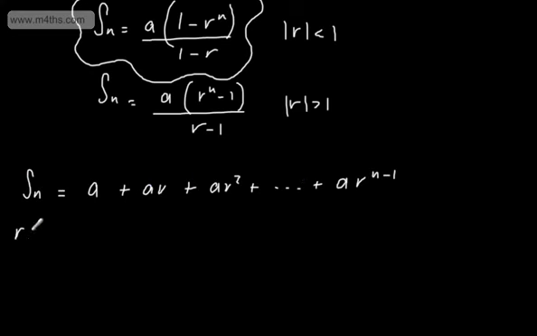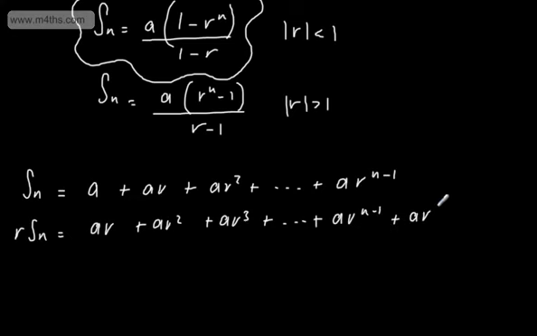What I'm going to do is rewrite the series here, the summation of our series, but multiply through by r to give myself r s of n. That will give me ar plus ar squared plus ar cubed, and then we'll have plus dot dot dot. Then we will have ar to the power of n minus 1, and then finally plus ar to the power of n. What I'm going to do is call this one equation 1 and this one equation 2.